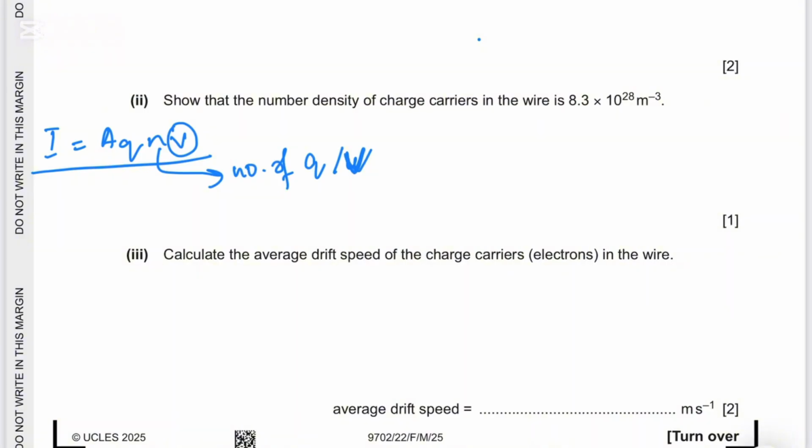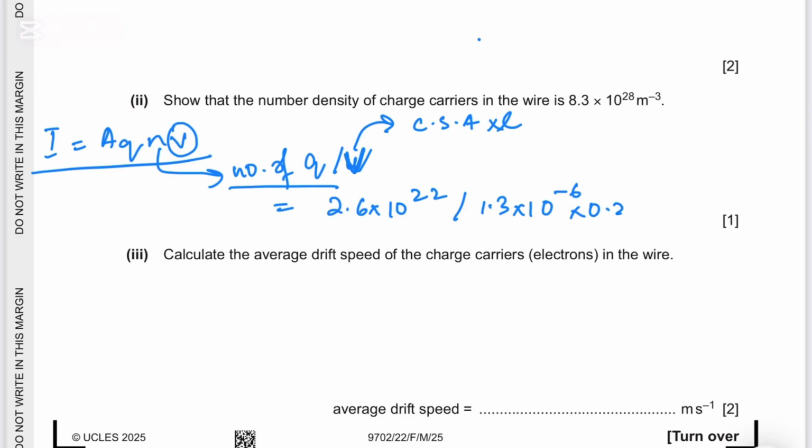It is equal to the number of charge carriers per unit volume of a conductor. We were informed about this number of charge carriers in the question earlier, and that is equal to 2.6 times 10 raised to 22. As for the volume of this wire, which is in the shape of a cylinder, that would be cross-sectional area times its length. Cross-sectional area was also calculated previously, which is equal to 1.3 times 10 raised to negative 6 multiplied by the length, and that is equal to the value provided in the question.